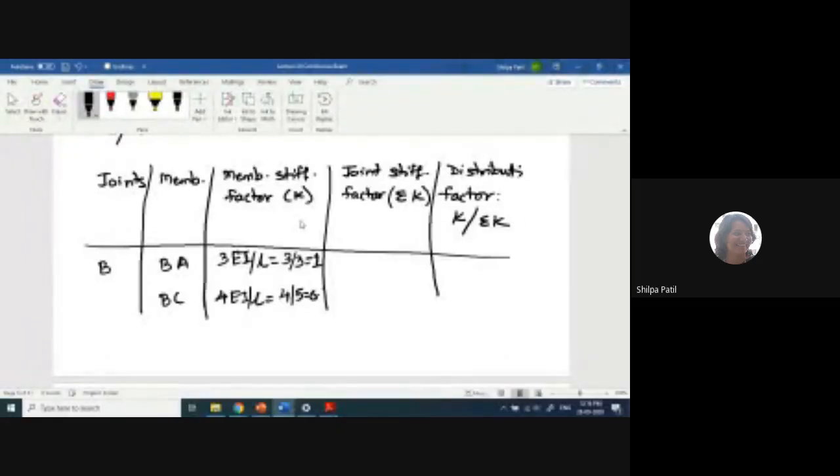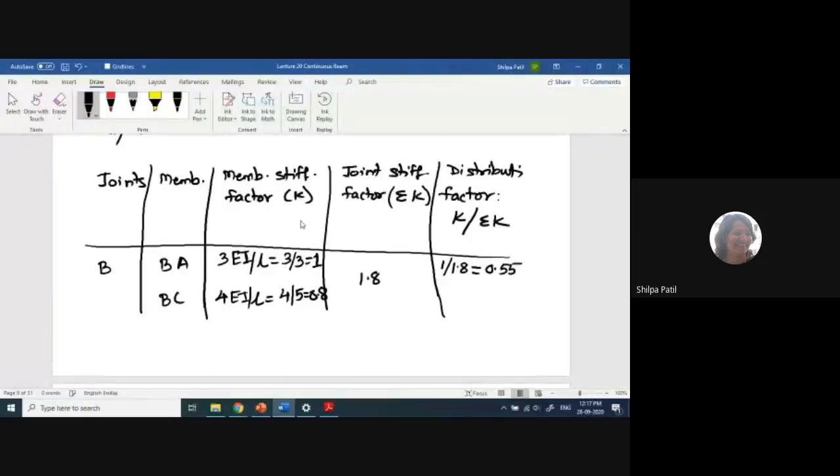Now the joint stiffness factor summation K is calculated as the summation of these two. So what is the summation? It is 1.8. So find out the distribution factor for member BA. It is K upon summation K. So it is 1 upon 1.8. The value is 0.55.